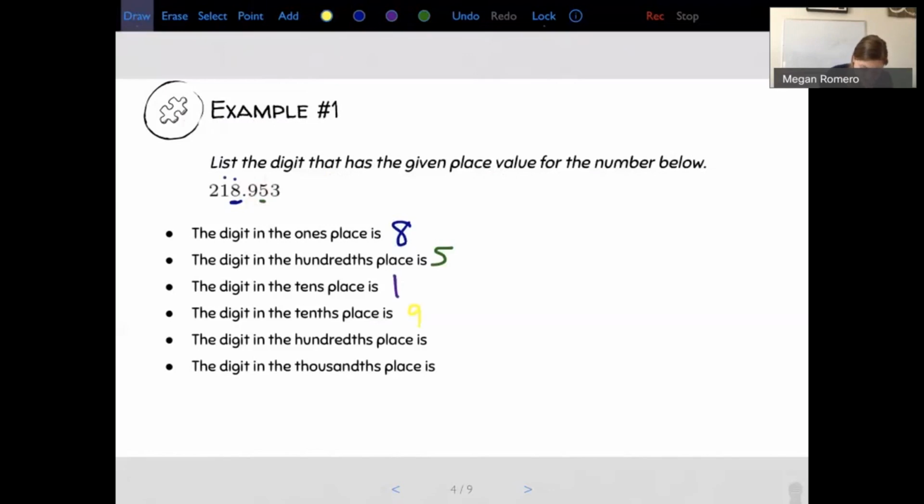The digit in the hundredths place, ooh, that probably should have been hundreds. Let's pretend that's hundreds. We have ones, tens, hundreds. And then the digit in the thousandths place, tenths, hundredths, thousandths, is 3.